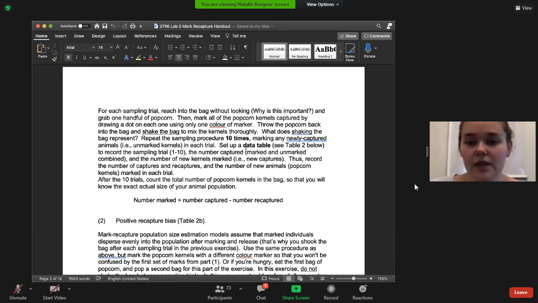See table 2, that's where you're going to have your data table, and you're going to record the sampling trials from 1 to 10. The number captured, both marked and unmarked combined, the number of new kernels, which is your new captures.